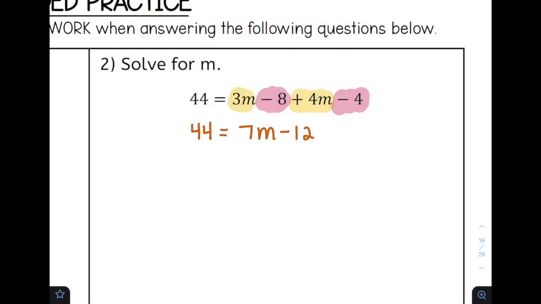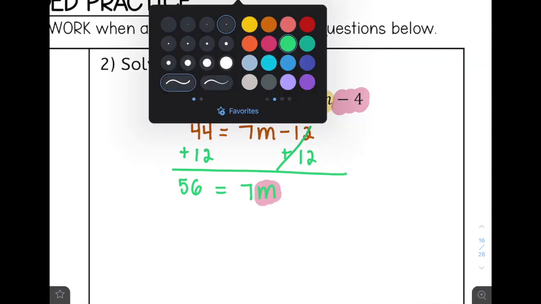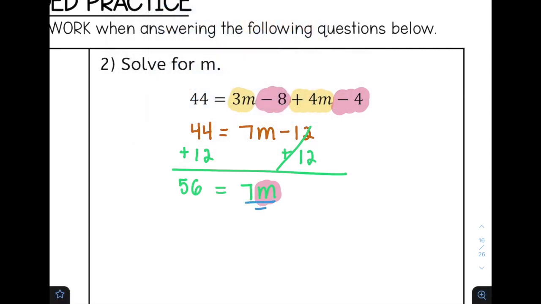So the next step is I'm going to add 12 to both sides. This is going to cancel out. I'm going to be left with 7m, and then I'm going to be left with 56 equals 7m. I need to still isolate my variable m, so that means I'm going to take my inverse operation and divide by 7 on both sides, and then I'm going to get m equals 8.